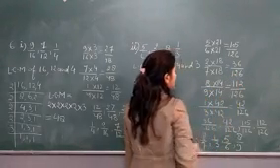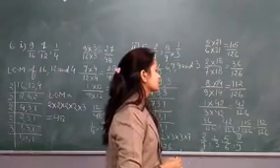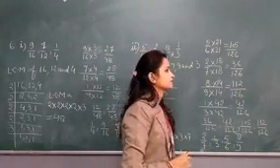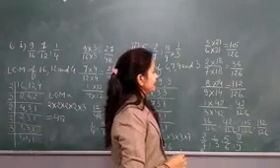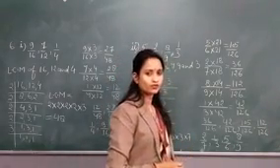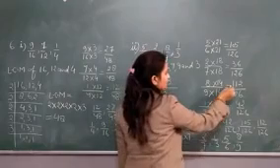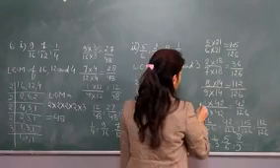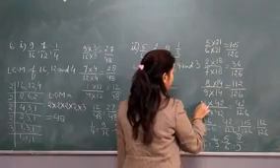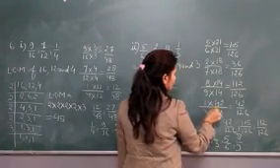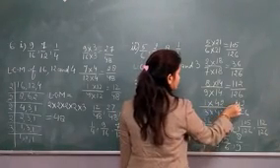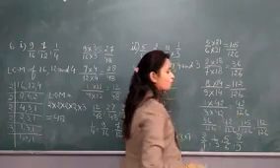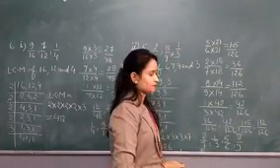Now we will multiply 8 upon 9 by 14. That is equal to 112 upon 126. And we will multiply 1 upon 3 by 42. That is equal to 42 upon 126.